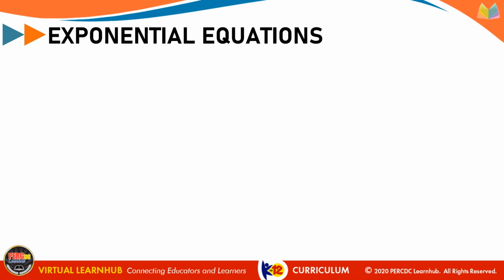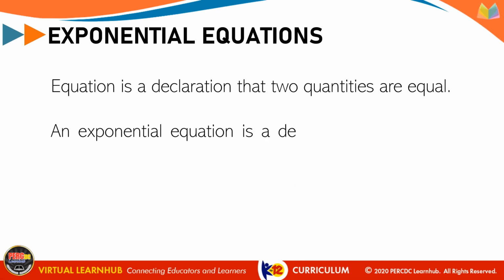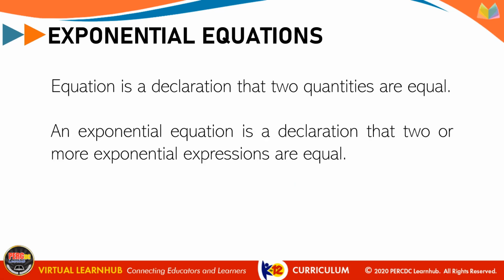Now let's proceed to exponential equations. Generally, equation is a declaration that two quantities are equal. An exponential equation is a declaration that two or more exponential expressions are equal. For example, we have here 2 squared is equal to 4. Another example of exponential equation is 3 raised to x equals 27. To make the two expressions equal, we know that x should be 3. Since it is an equation, it involves an equal sign.